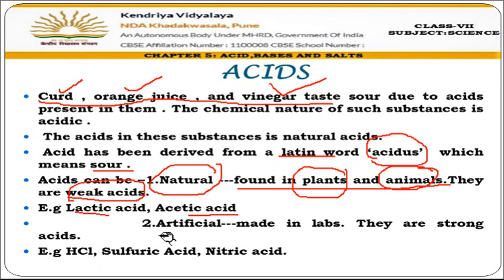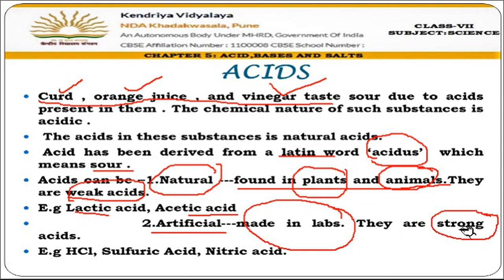Now, the other type of acids are artificial acids. Artificial acids are the acids which are made in labs by humans. And these acids are very strong in nature. We cannot consume them or taste them because they are very strong. They can be corrosive, and they can burn our skin. So they are very strong acids.